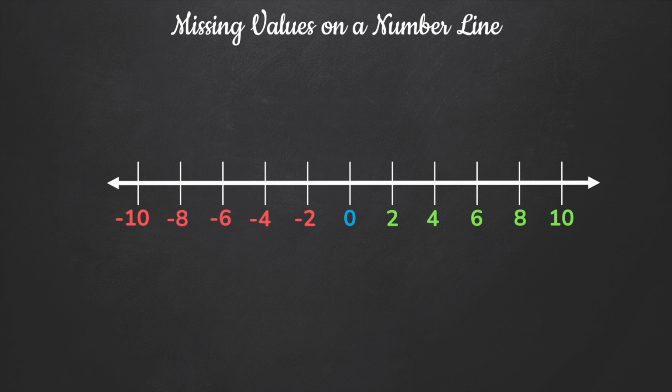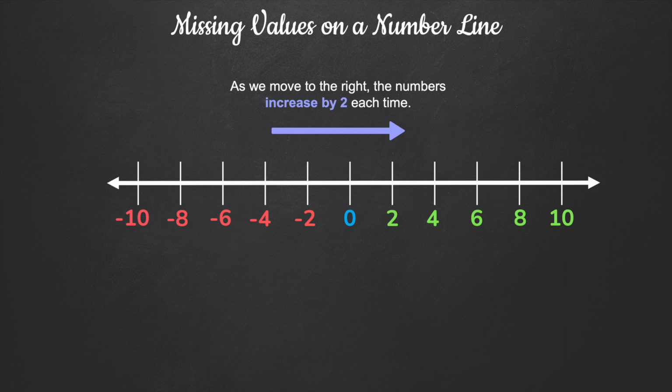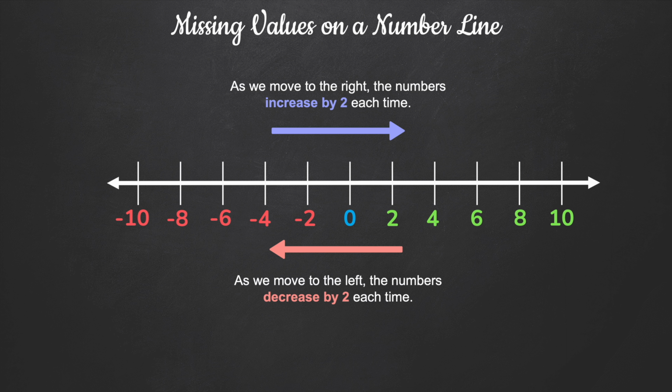Here's a different example. And on this number line, instead of increasing by 1 to the right, we are increasing by 2 each time to the right. And to the left, we are decreasing by 2. So it's okay to skip values as long as our number line is counting by the same amount.